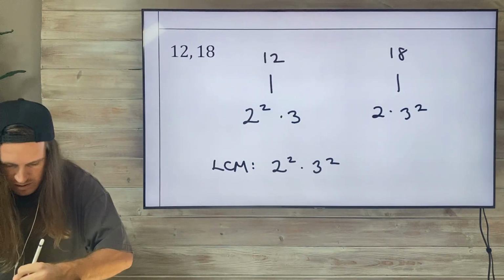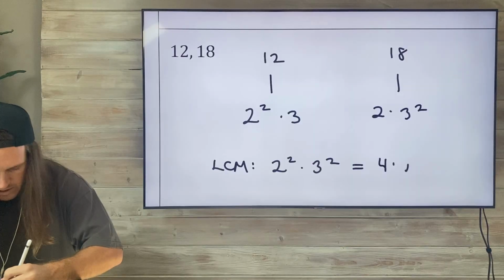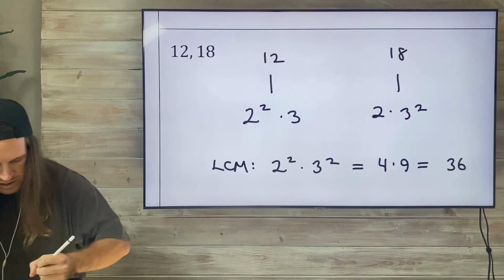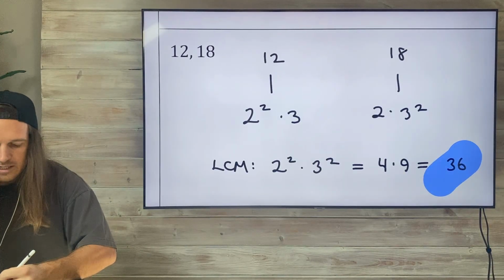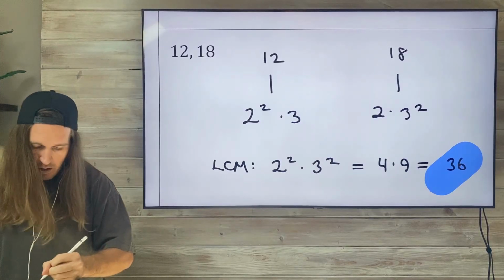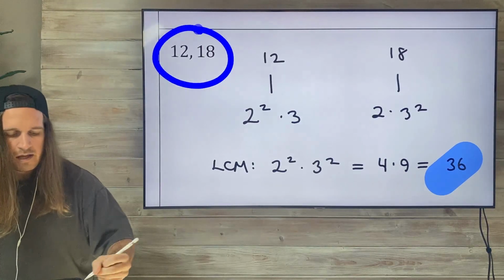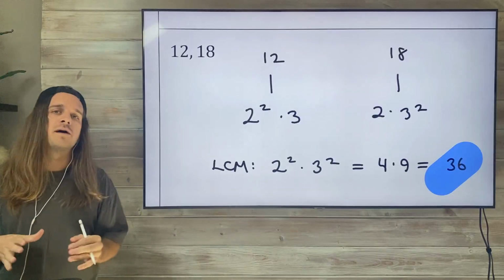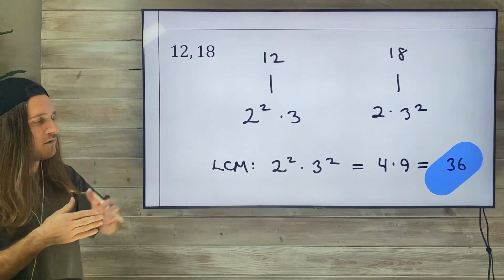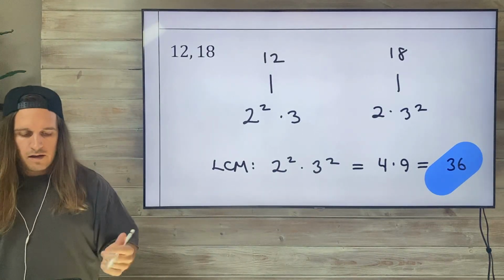I need to evaluate this now. 2 squared is 4, 3 squared is 9, and 4 times 9 is 36. And there you go. 36 is the least common multiple of 12 and 18, meaning 36 is the smallest number that is divisible by both 12 and 18. Good.